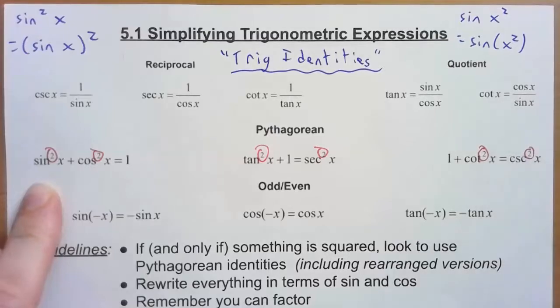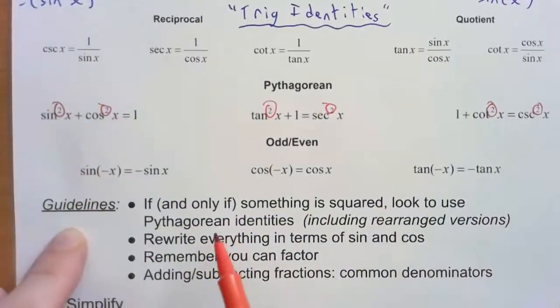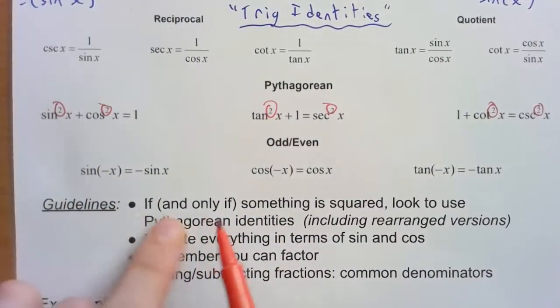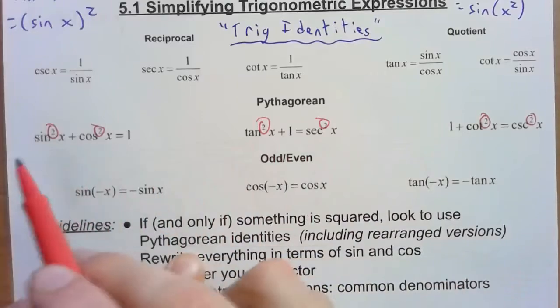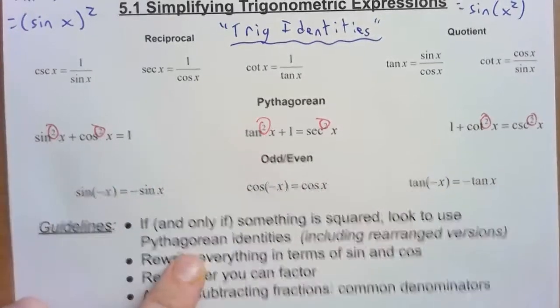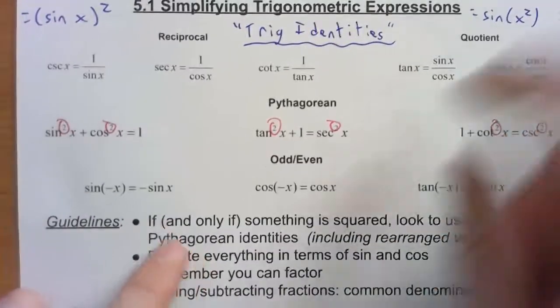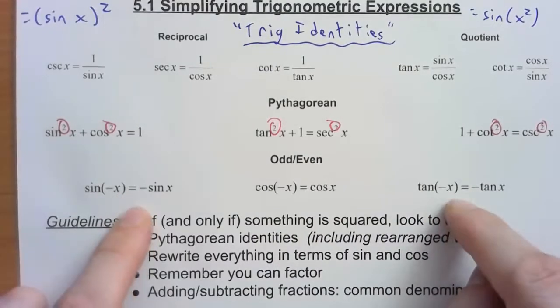If they don't have the squared, it's not going to be true. So you see in some of these guidelines here, if and only if it's squared are you going to use these Pythagorean identities. There has to be a squared on the function for these identities, these equations, to be true. Okay.